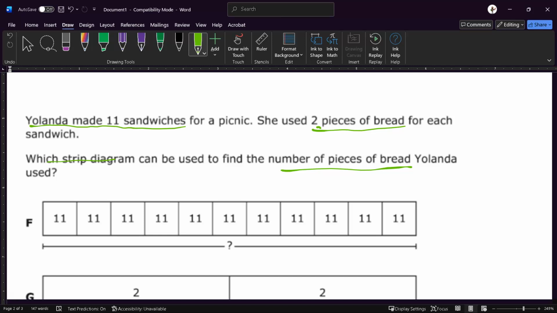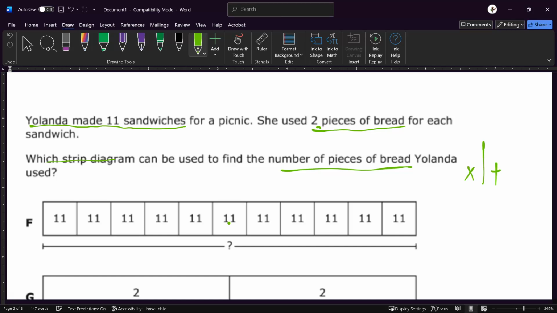Okay, so we have to think here again. Do we have a total? I'm not sure. So what is the word problem talking about? Sandwiches, yes. What else is it talking about? Right, it's talking about pieces of bread. And they want to know the number of pieces of bread that she used. So we know she made 11 sandwiches, but we don't know the number of pieces of bread she used. So we do not have a total. So total is no.